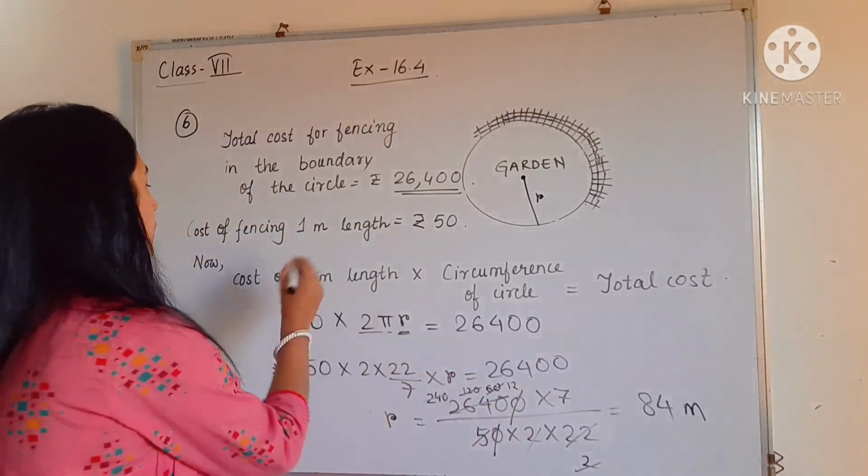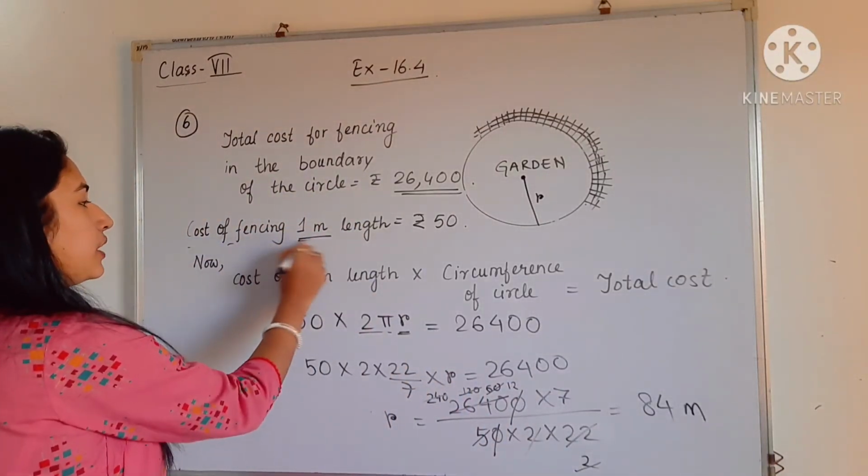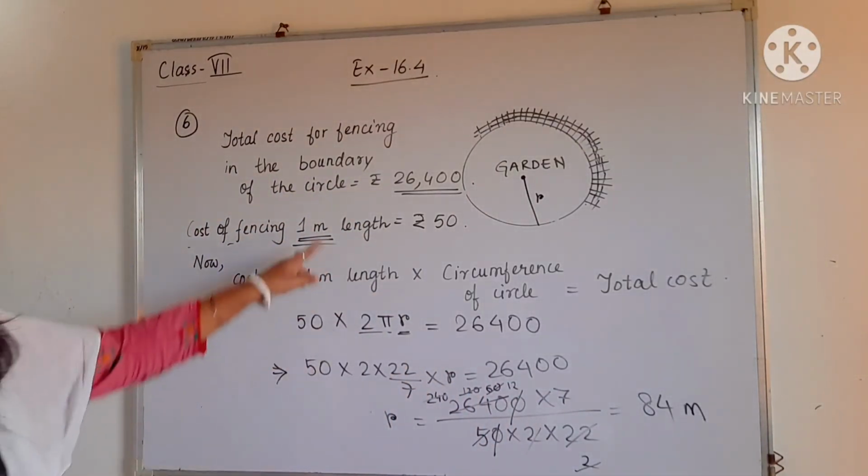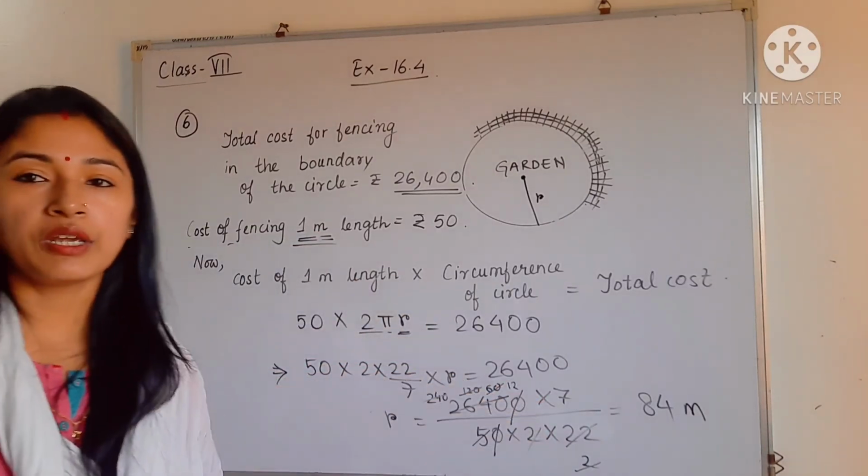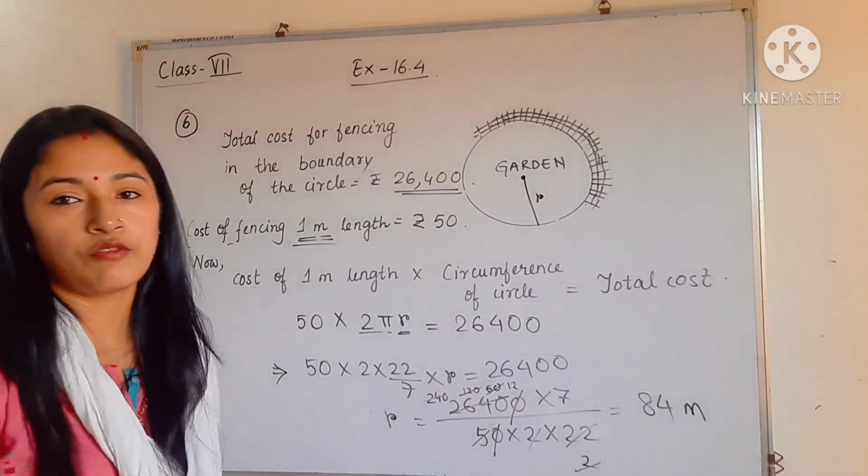So why we are writing meter? You can see here, cost of fencing 1 meter length, okay, it is given in meters. That means the radius should be in meters. So radius is 84 meter.